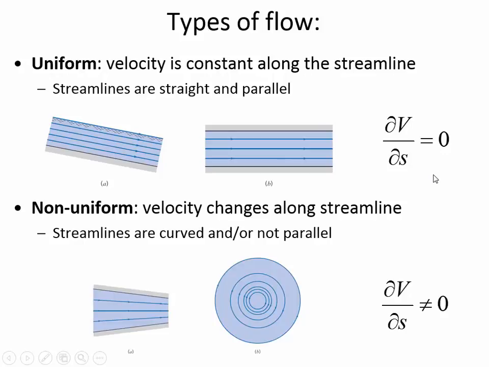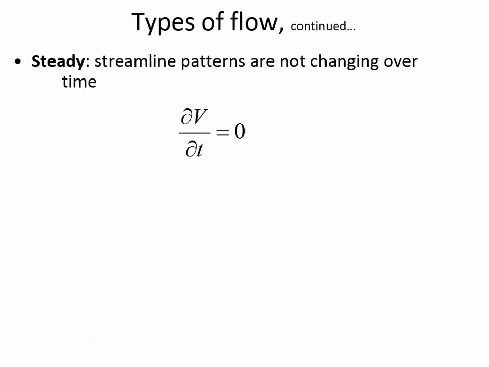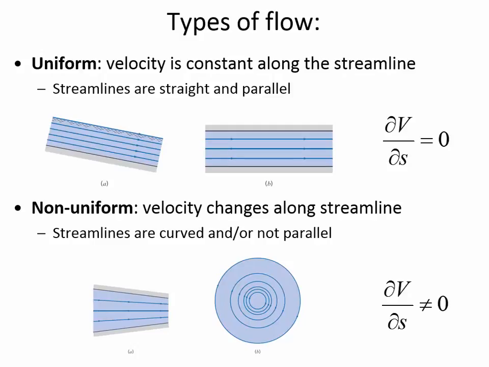Non-uniform flow is when the streamlines are curved or they're not parallel, so that means that as you move from left to right, for instance, as you move from the wider end of the pipe that's contracting to the narrower end, the velocity has changed in the direction of flow. That's non-uniform. It's the same picture, yep.